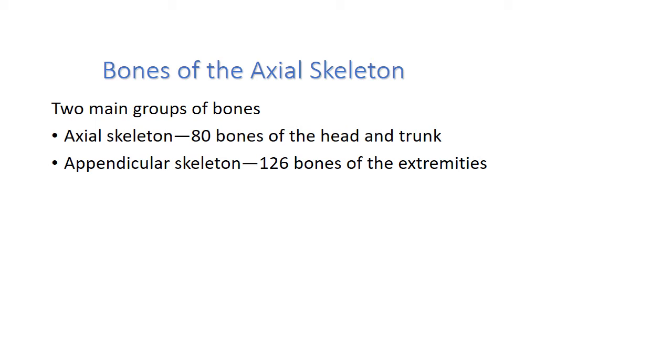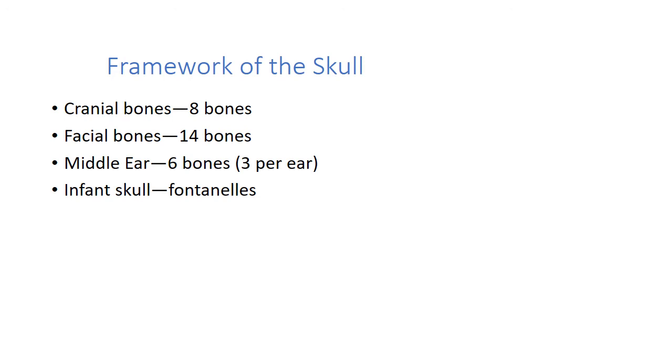Now we're going to discuss the framework of the skull. The cranial bones are made up of 8 bones. The facial bones, 14 bones. I'm not going to require you to know all 14 of those, just a couple of the main ones. However, I do ask that you memorize the 8 cranial bones. The bones of the middle ear, which are 6 bones. We'll speak more of the bones of the middle ear shortly. Actually, the smallest bone in the body is found in the middle ear. It is called the stapes. And in the infant skull, we have fontanelles. Fontanelles are soft spots where the bones of the skull have not been fused as yet.